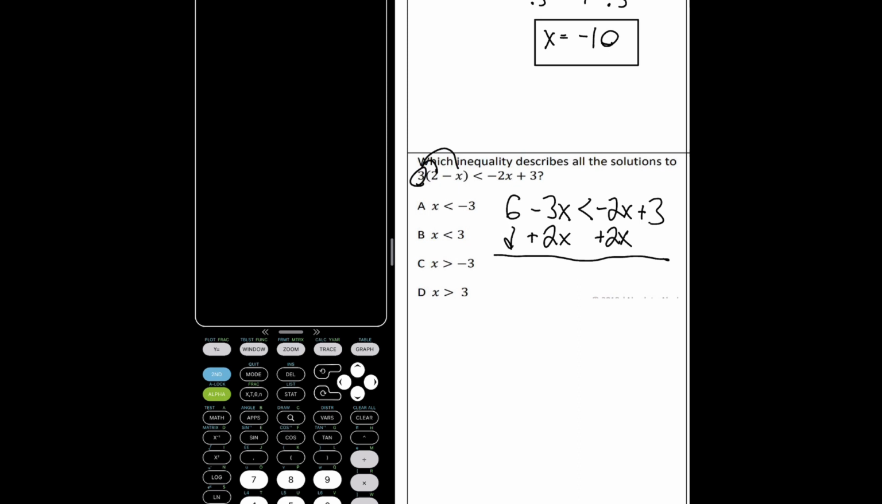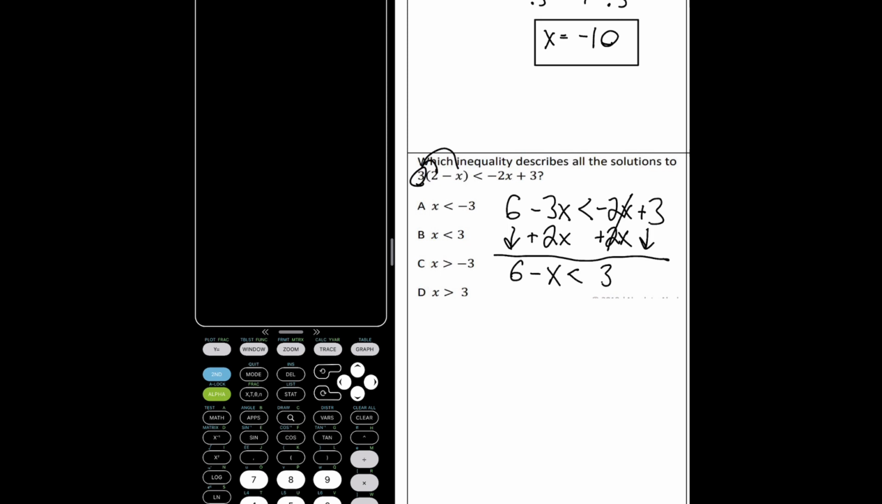The 6 drops down. I have a 6. Negative 3x plus 2x is negative 1x. You can write the 1 in if you want, or you can just write it as negative x. Either way. Less than sign, negative 2x plus 2x, those cancel out, and I'm left with my plus 3. That drops down.